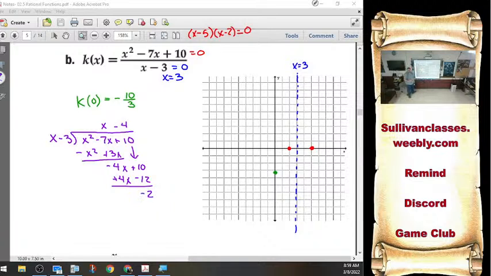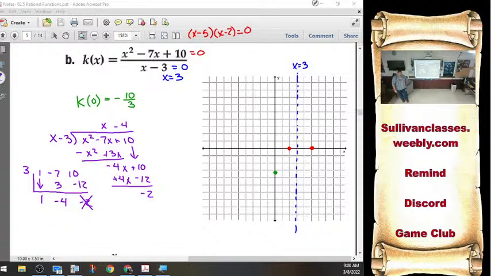What do I do with the remainder? I ignore it. Remember, there will be a remainder. Now, could I have done synthetic? 1, -7, 10, with 3: 1, 3, -4, -12, -2, ignore. Okay?